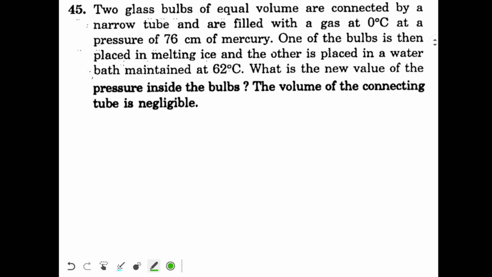Question number 45 from chapter 24 of H.C. Verma, Kinetic Theory of Gases. Two bulbs of equal volume are connected by a narrow tube and are filled with a gas at 0 degrees Celsius. Let's draw the diagram.